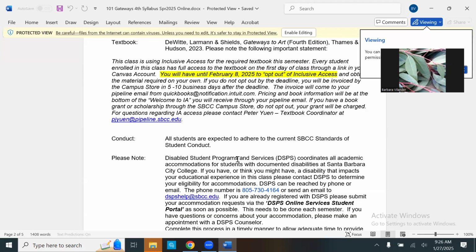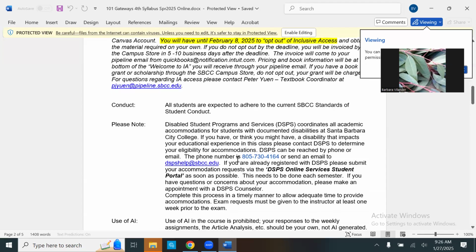So if you are a DSPS student, and thank you, some of you have already submitted your accommodations to me. I love that. If you are a DSPS student, please understand you need to re-register every semester. If you think you might qualify for DSPS programs, I highly suggest you reach out to DSPS. And here's their phone number and email.